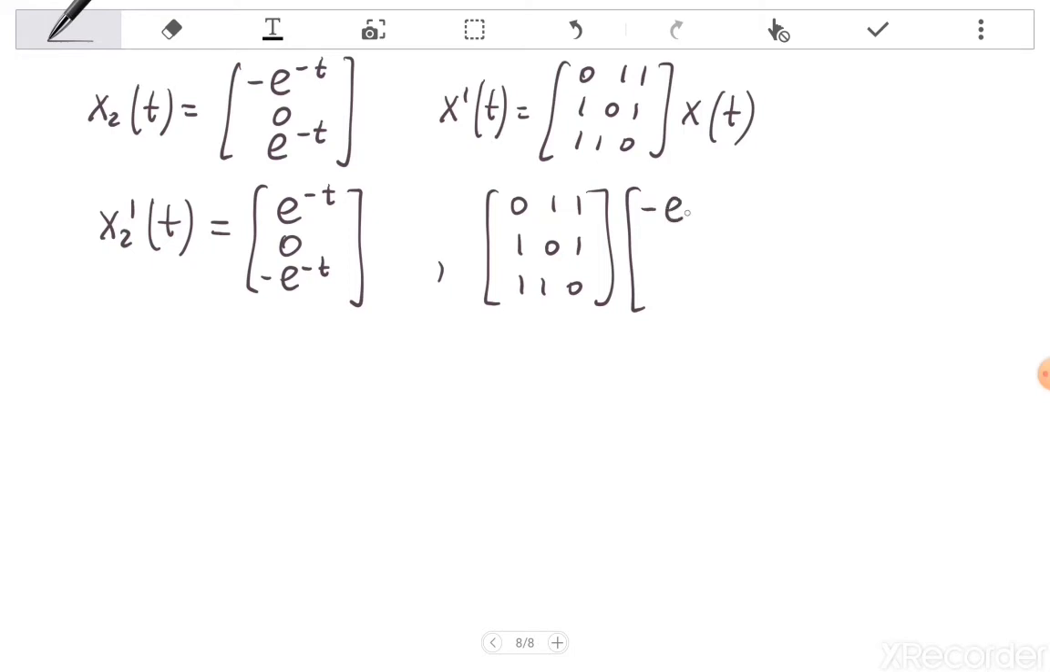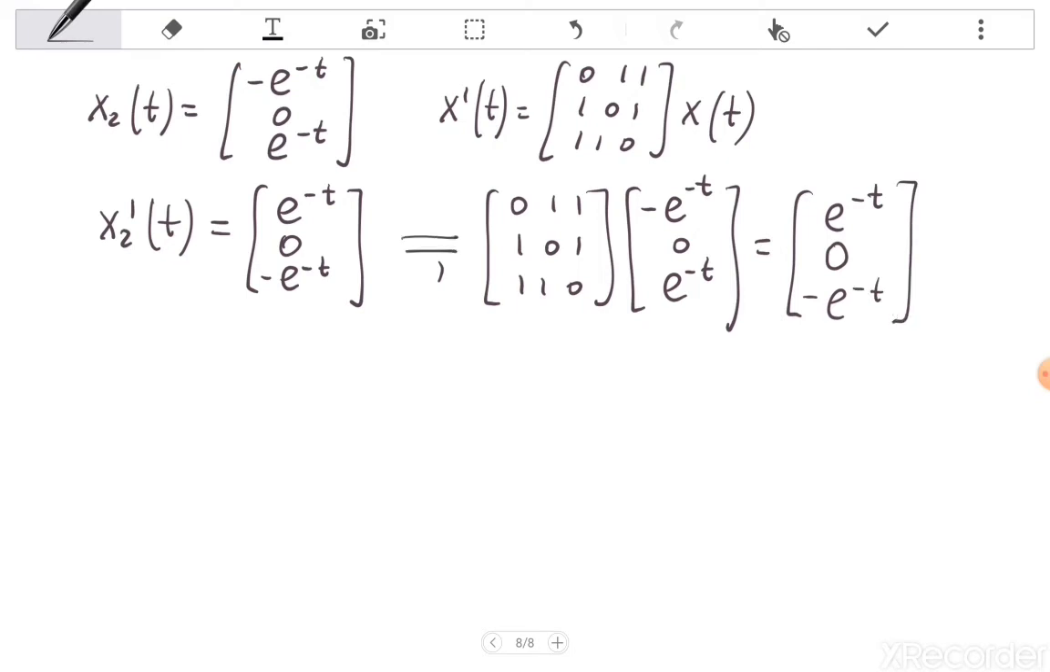So here we write the vector, and so what do we get? The first row times this thing will be e to the minus t. This one times this one, so we see 1 times minus e to the minus t. 0 times 0, 1 times e to the minus t will be 0. And this one times this one will give only 1 times minus e to the minus t, and the rest things are 0, so this is minus e to the minus t. And indeed we have equality here, so x2 also satisfies the system.